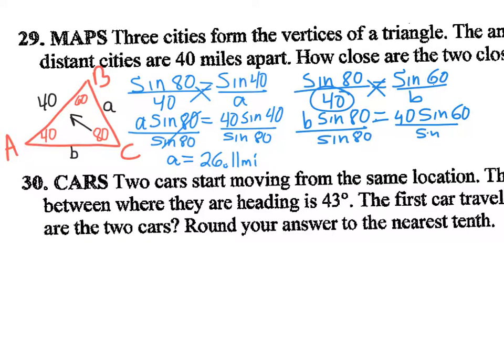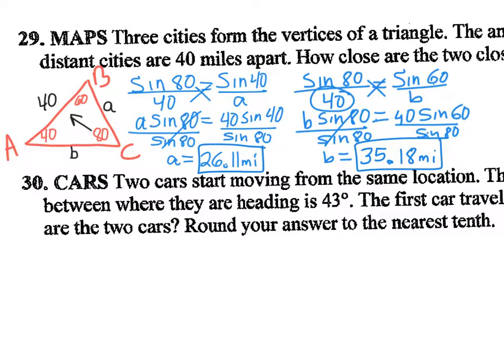Then just put that in the calculator. And so lowercase b, that's 35.18 miles. So the three lengths would be 40, 26.11 miles, and 35.18 miles.